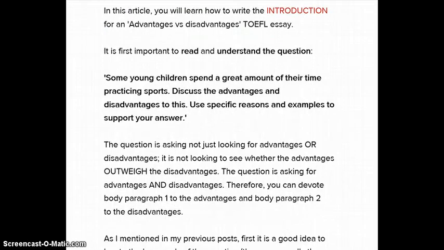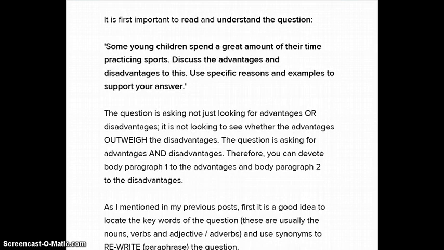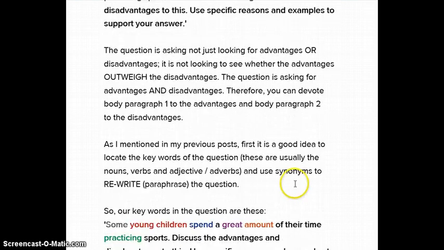Now, as you can see, the question is not just asking or looking for advantages or disadvantages. It is not looking to see whether the advantages outweigh or are more than the disadvantages. The question is asking for advantages and disadvantages for both of them. Therefore, you can devote body paragraph 1 to the advantages maybe, and body paragraph 2 to the disadvantages. So let's take a closer look to see what I have done.